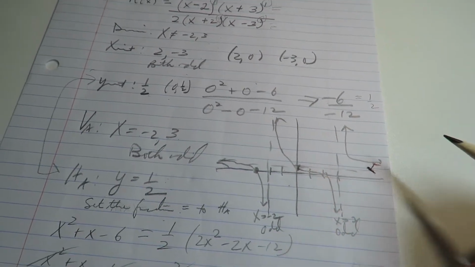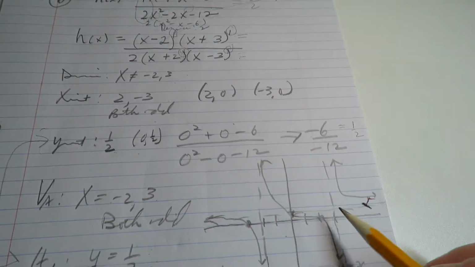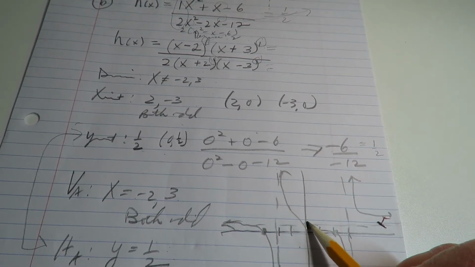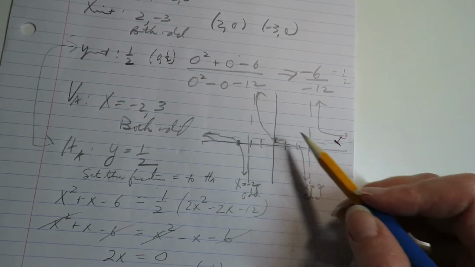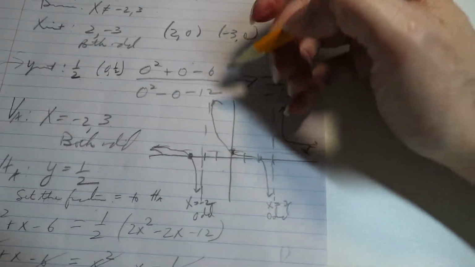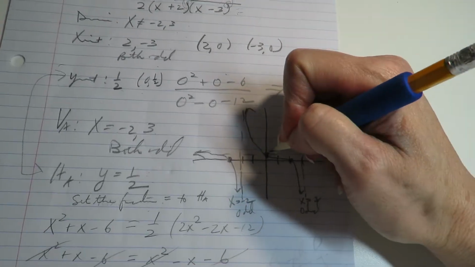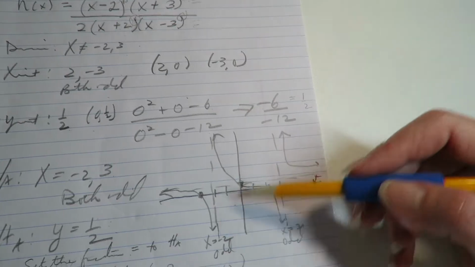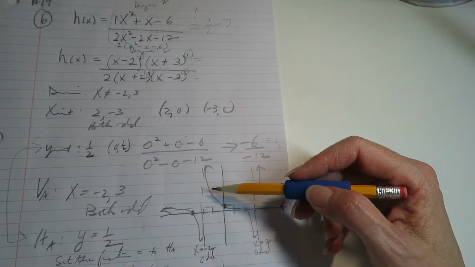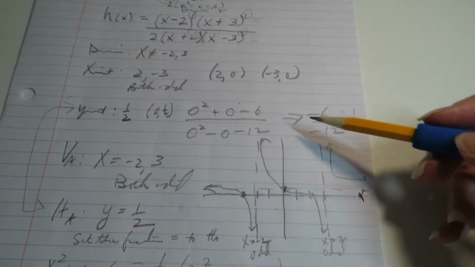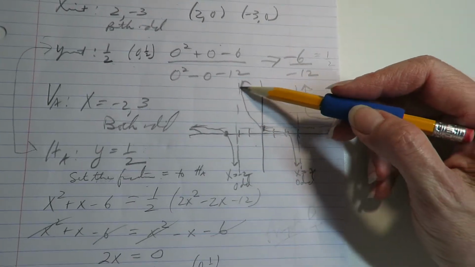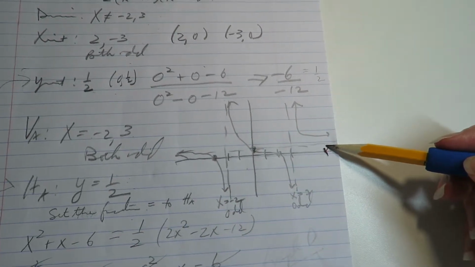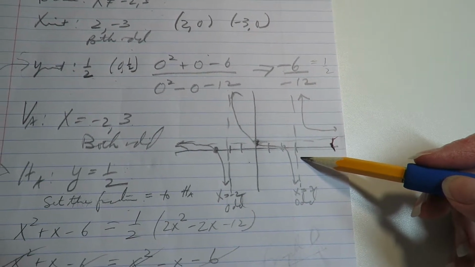All right, so then what I did was I put up the points I had. So I had the x-intercepts of 2 and -3, and I put up the y-intercept of 1/2. Let me say that a little clearer. You then put up your vertical asymptotes, and the vertical asymptotes we said were going to be at -2 and 3. So I put up my VAs, I put up my HA at 1/2, and I put up all my intercepts.